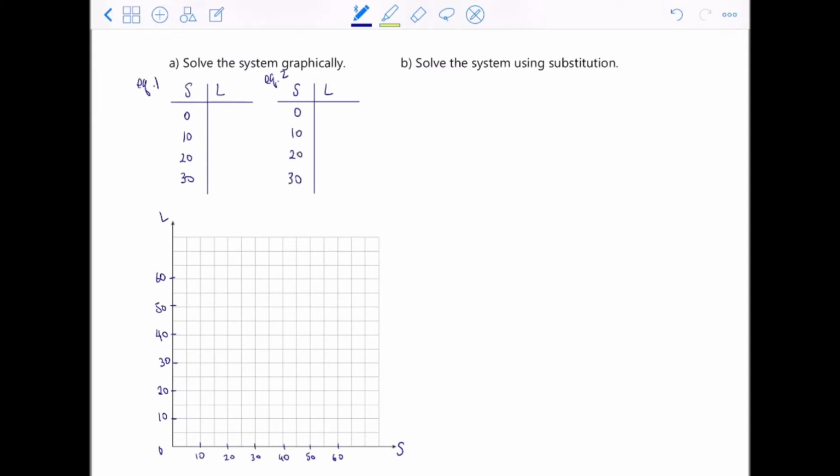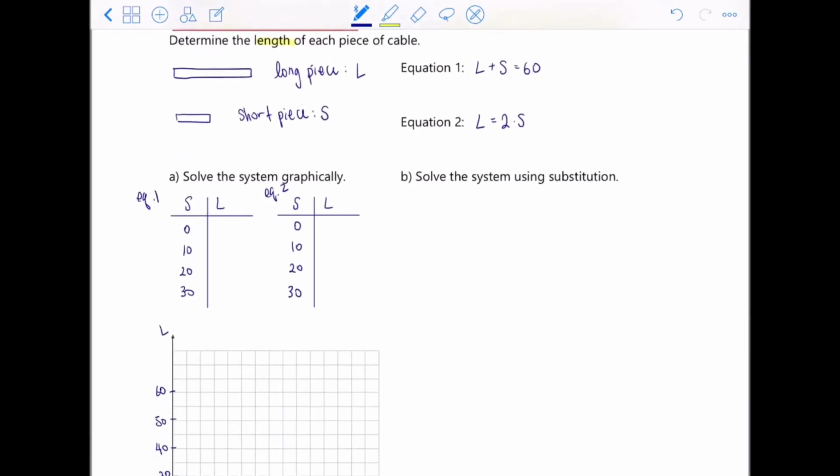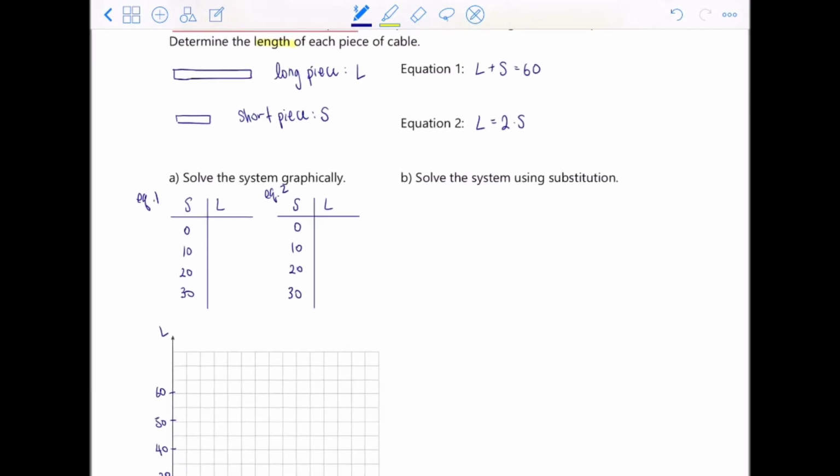All right, let's take a look. For equation 1, L plus S equals 60. So if S is 0, L is 60, and then it goes down by 10 every time: 50, 40, and 30. And for equation 2, when S is 0, L is 0. When S is 10, L is 20, and then 40, and then 60.